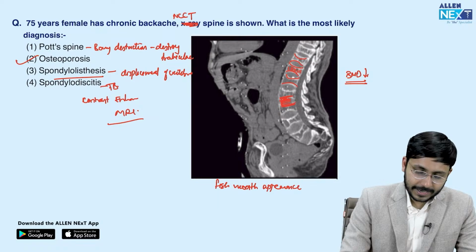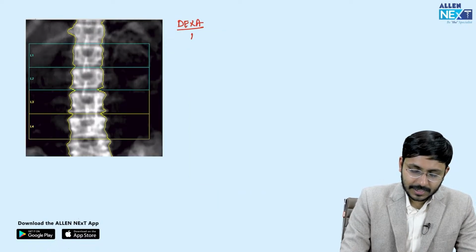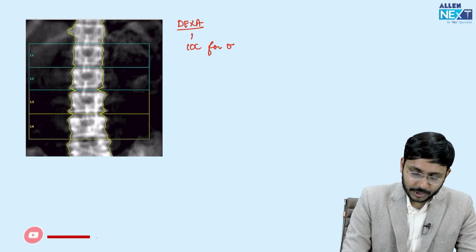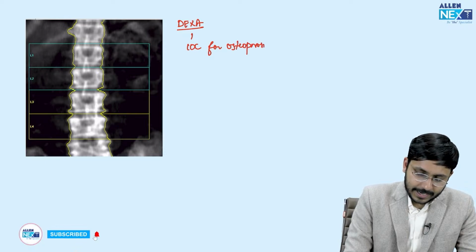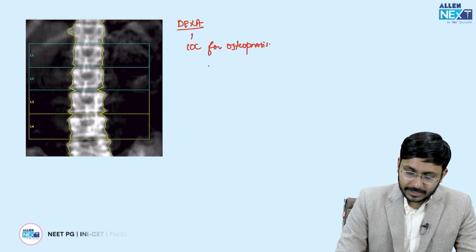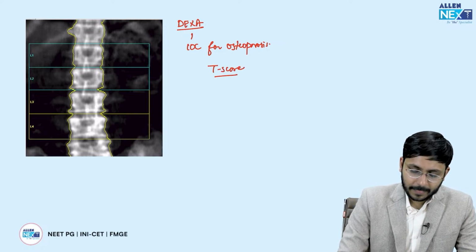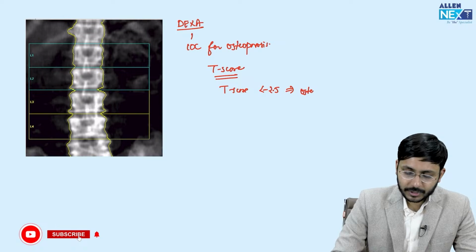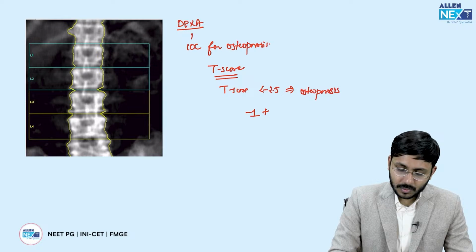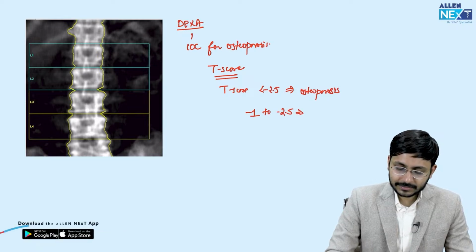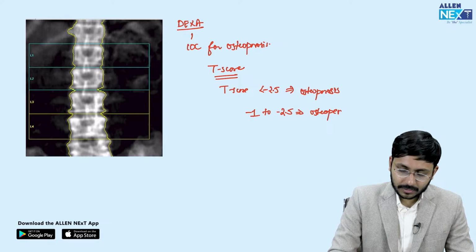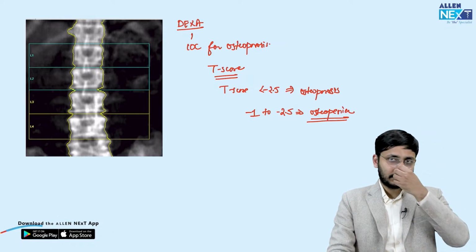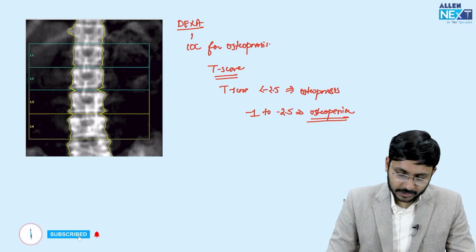Okay. So this is how a DEXA scan looks. DEXA is the investigation of choice for osteoporosis, and in a DEXA scan we calculate the T score. A T score less than minus 2.5 is diagnostic of osteoporosis. If the T score is between minus 1 and minus 2.5, it tells us osteopenia. Okay. Now let's move on to the next question.